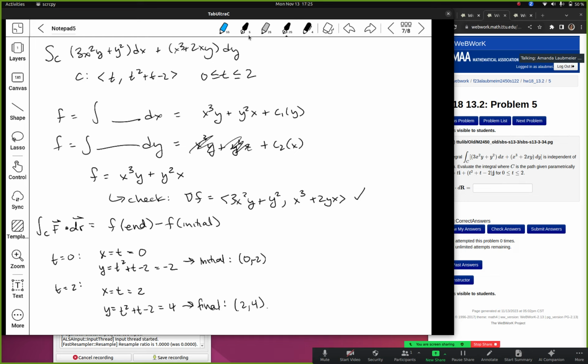And so now all I have to do is take those points and plug them into the little f that I found. So my f was x cubed y plus y squared x. Everywhere I see an x, for the final point I'm going to replace with 2. So I've got 2 cubed times my y at that final point, which is 4, and then I've got 4 squared times 2. So that's my end point. And then at the beginning, x was 0 and y was minus 2, so I'm going to get 0 cubed times minus 2 plus minus 2 squared times 0. That whole thing is going to be 0.